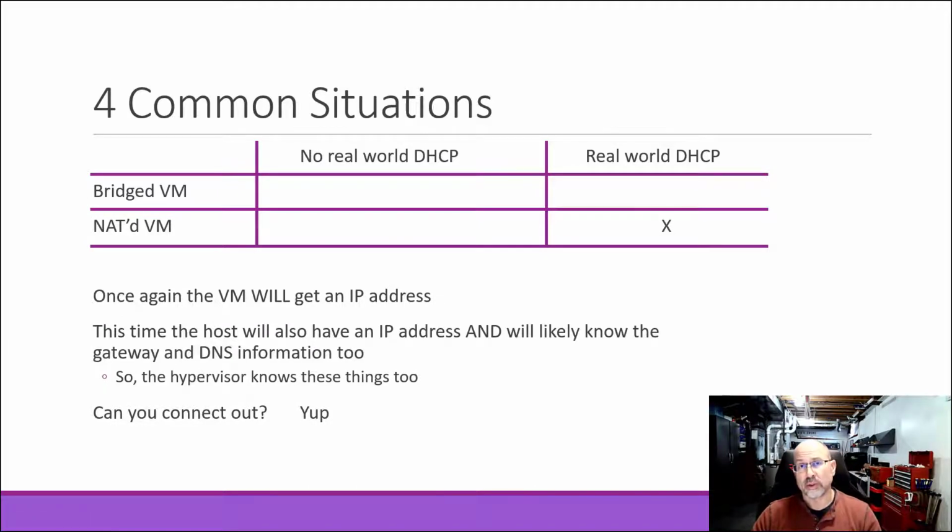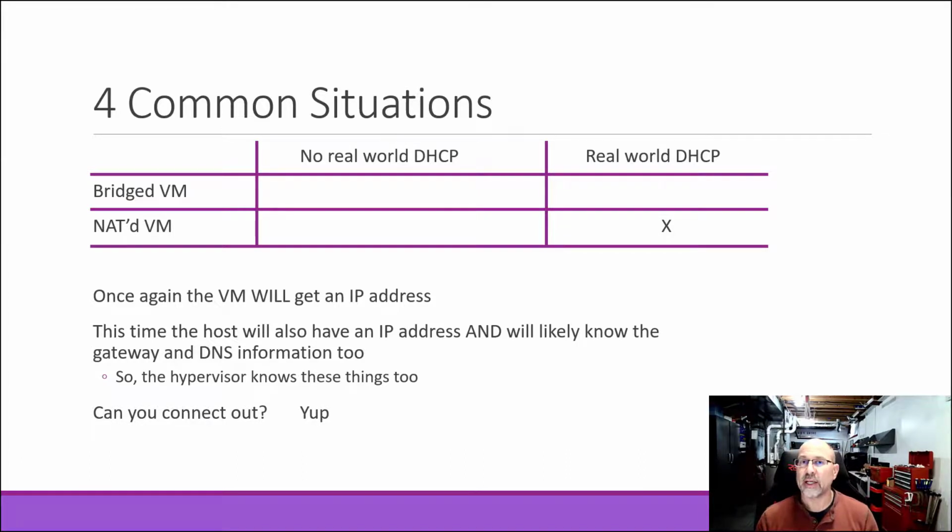So, situation number 4, okay? Let's give the real world a DHCP server. Once again, the VM gets an IP address, but it gets it from the hypervisor DHCP server, and the host has gotten an IP address from the real-world DHCP server. So two DHCP servers. The hypervisor understands everything that the host does. So the VM gets an IP address from the hypervisor and has that passed through by the hypervisor out to the real world in the same way that the host can. So, can we get out to the real world? Yep, we sure can, because all of the networking is satisfied.